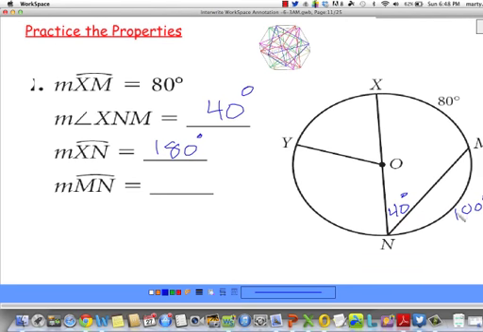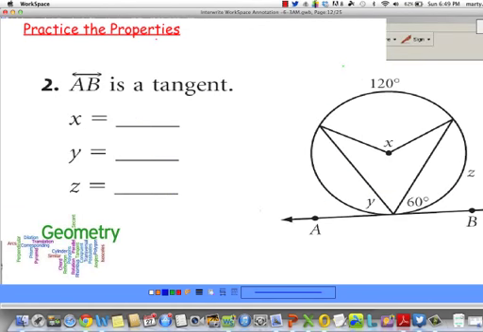And then MN is also 100 degrees. Notice we don't have enough information to deal with those two separately. We could just deal with that half that has the semicircle, based on the information that was given. Next one, this is 120 degrees.